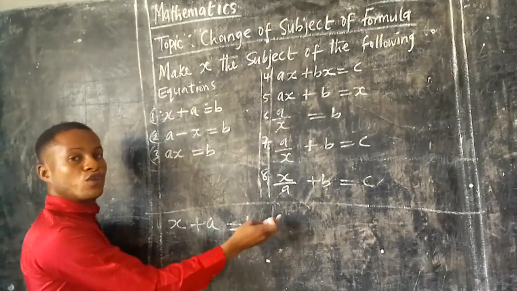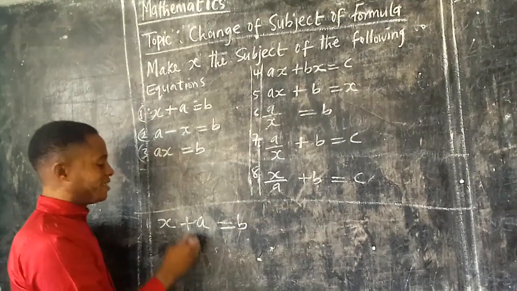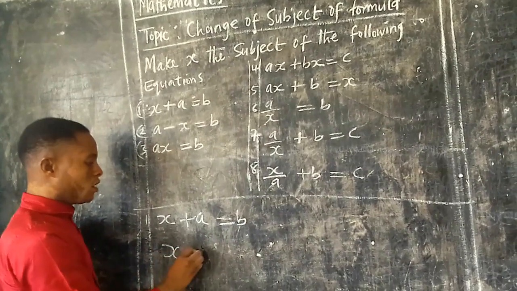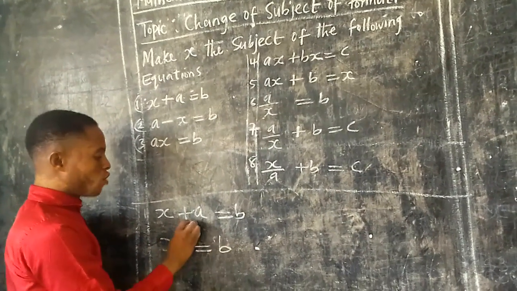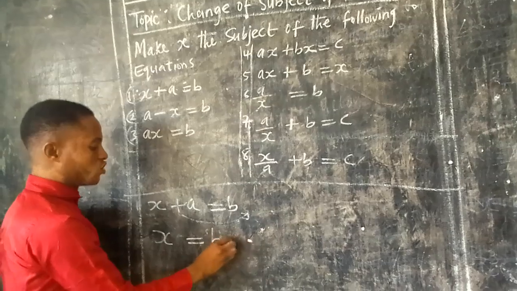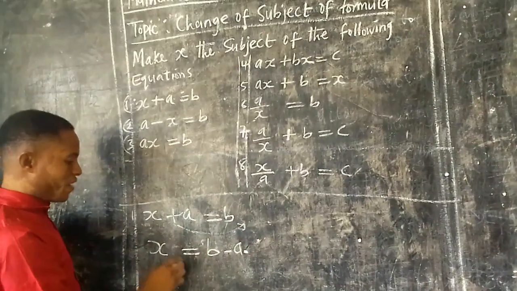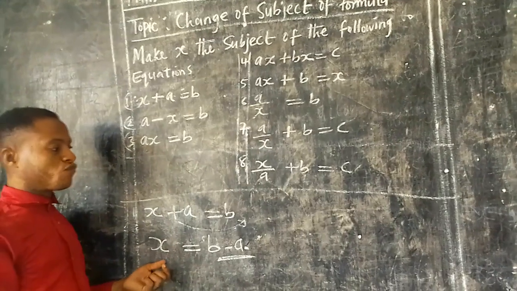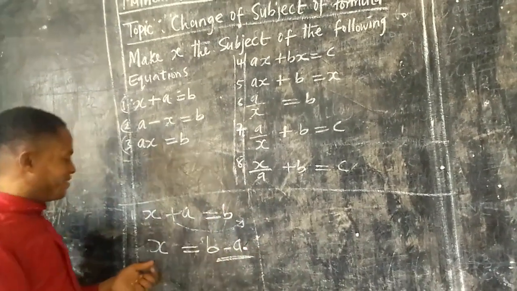And for a to move to the other side, to cross the equality sign, the plus sign will change to minus. So we have x equals b, plus a crossing here will change to minus a. So we have x equals b minus a. This is how to make x the subject of formula. You can see how simple that is.